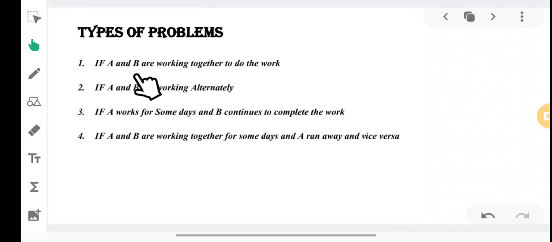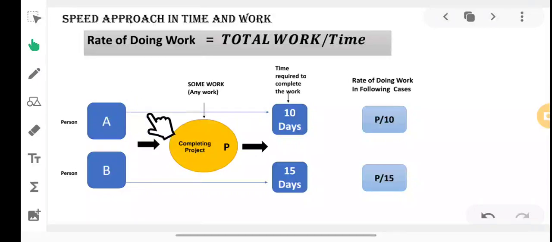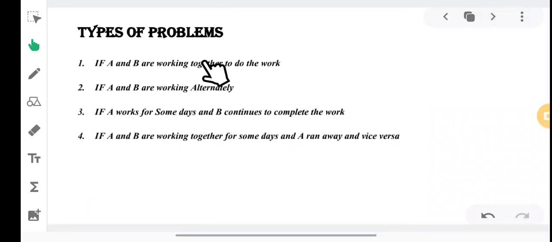If A and B are working together to do a work, here A and B are working alone on this project. Individually they require 10 days for person A, and for person B it requires 15 days to complete the project. If both person A and person B work together to complete the work, then how much time will they require? This is the first type of problem which will be asked in the exam.